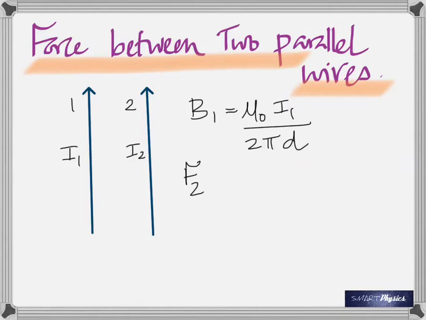What is the formula for force acting on a current carrying conductor kept in a magnetic field? B times I times the length. Agreed? So now, before we continue further, what will be the force acting on the second conductor? What's the B? The B is this whole thing, isn't it? So that multiplied by I2 times the length of conductor 2. Okay?